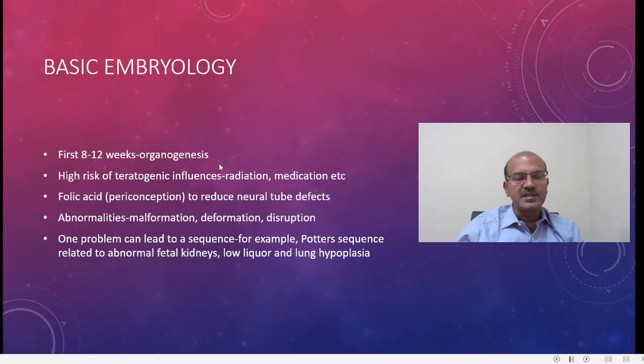So from 8 to 12 weeks is the start of the organogenesis. There is a high risk of teratogenic influences during this period, so radiation, medication, etc. One of the important aspects that we should know is folic acid taken peri-conception, that is before the conception and continued during the early stages of the pregnancy, is known to reduce neural tube defects, and it may also reduce other birth defects. This is because of the rapid multiplication of the cells and the importance of folic acid for RNA and nucleic acid synthesis. We have abnormalities, and these can be malformations where the structure itself is not formed normally.